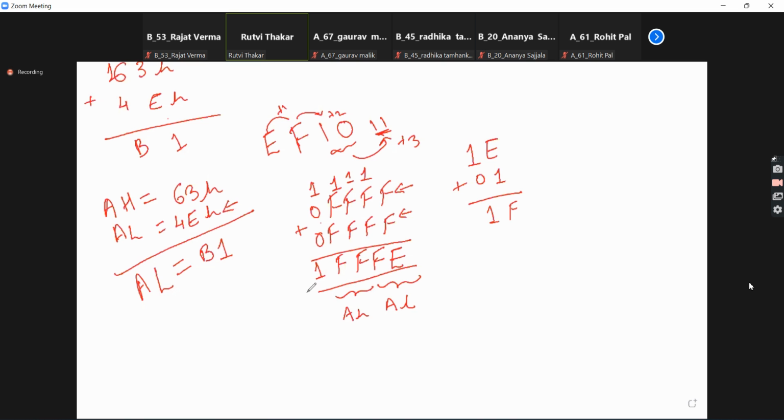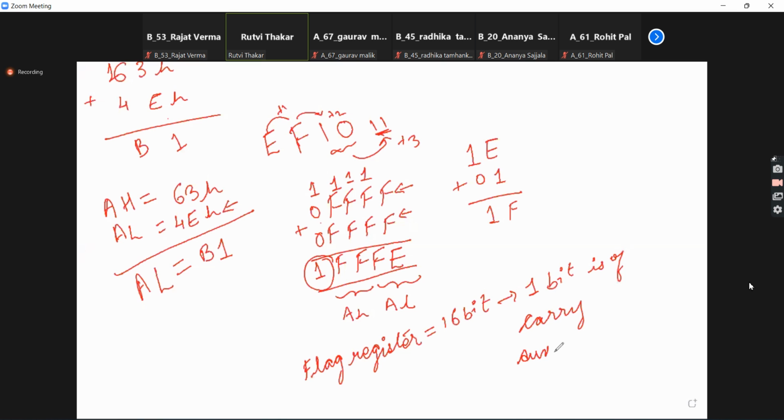Do we have any space to put this one? No. We do not have any register where the carry can be stored. So for that, we have a flag register. Okay. Flag register is also of 16 bits. Out of the 16 bits, 1 bit is of carry and 1 bit is for auxiliary carry.